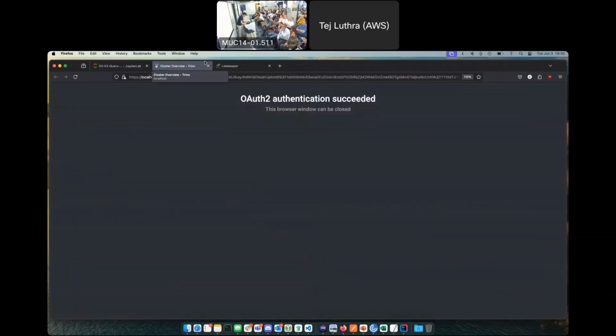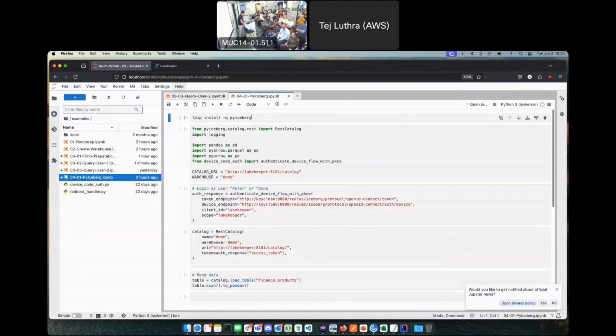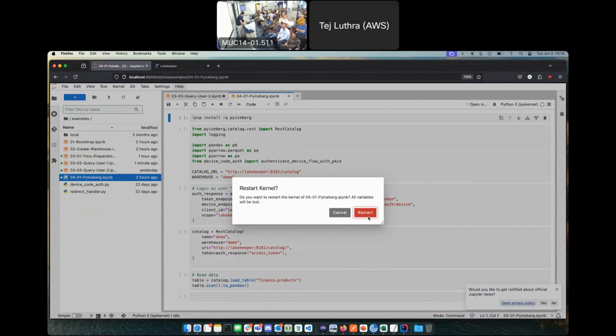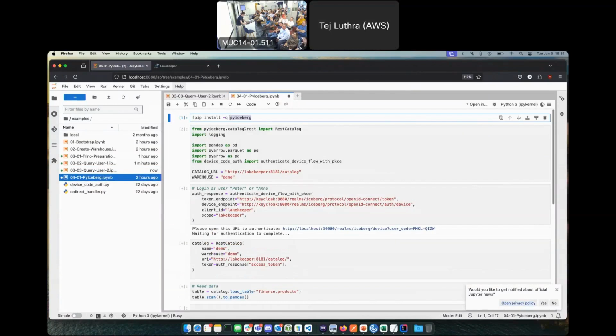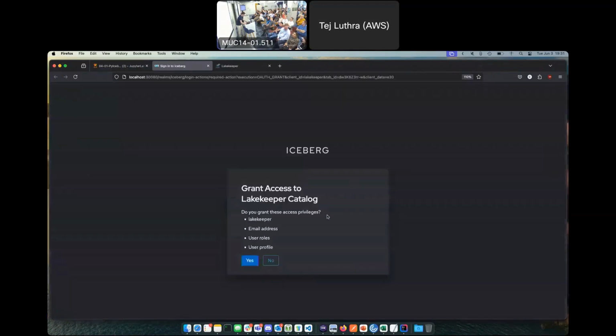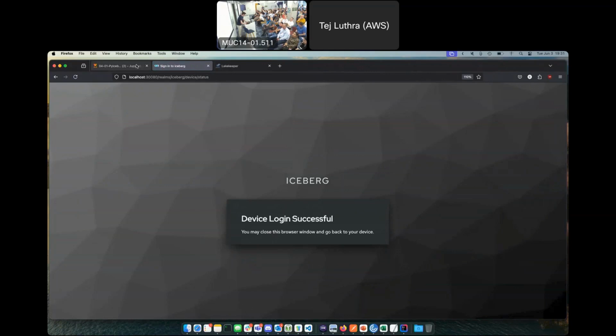And I need to put this into a separate cell, then I don't need to log in every time. But here we have the result. And now the interesting bit is, now we have permissions in Trino, right? But we can use the exact same permissions here, for example, in Jupyter Notebook, where I use Apache Iceberg, a completely different query engine. And I can log in. I'm logging in. Here we go.